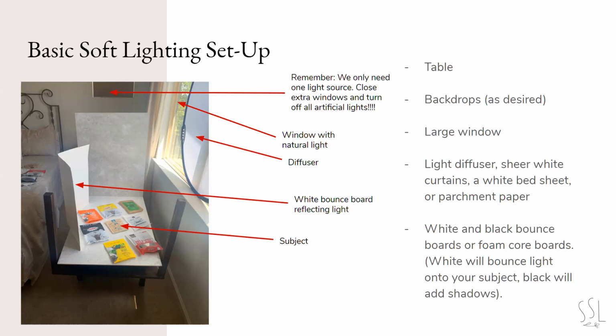Next, you're going to want to place a table right next to your window, and the closer you get to the window, the brighter the light will be. The farther away, the less light you'll have. I have this custom photography table that my brother built for me, but up until he made it for me, I just used a folding table or a coffee table, whatever I had around.